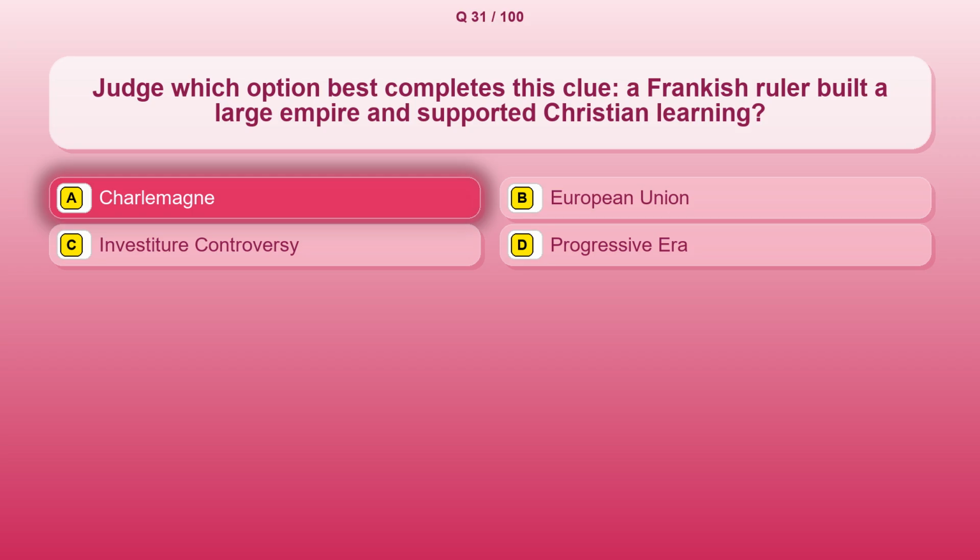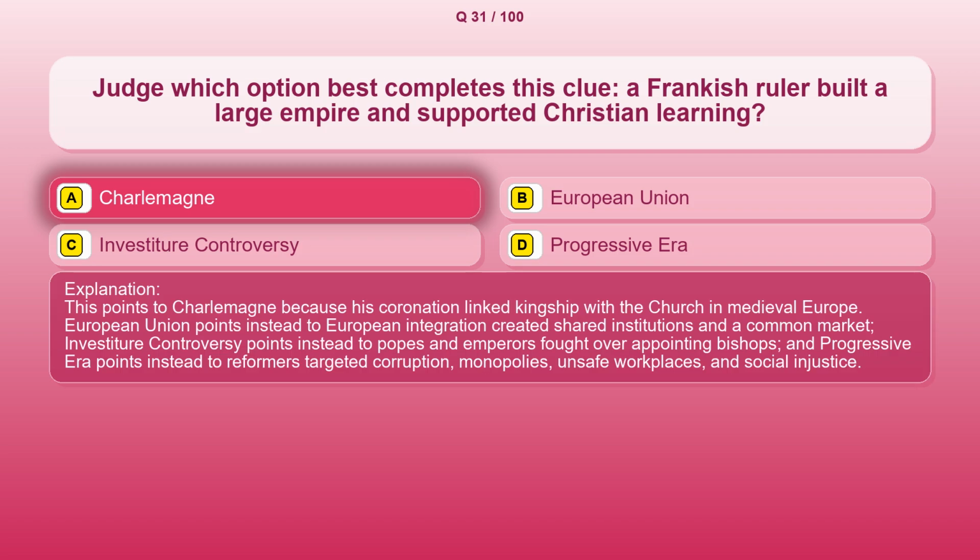The correct answer is option A, Charlemagne. This points to Charlemagne because his coronation linked kingship with the church in medieval Europe. European Union points instead to European integration created shared institutions and a common market. Investiture controversy points instead to popes and emperors fought over appointing bishops, and progressive era points instead to reformers targeted corruption, monopolies, unsafe workplaces, and social injustice.